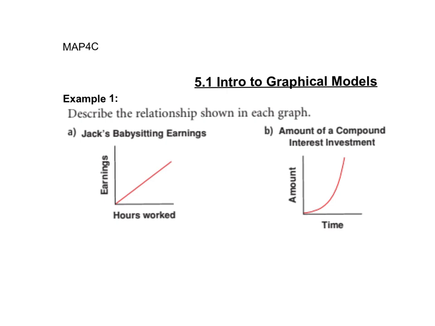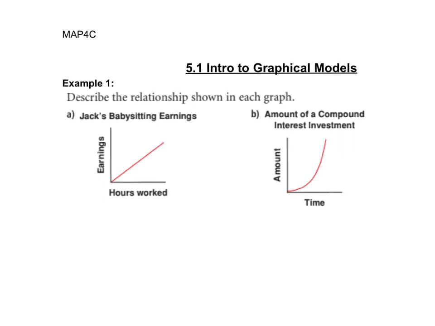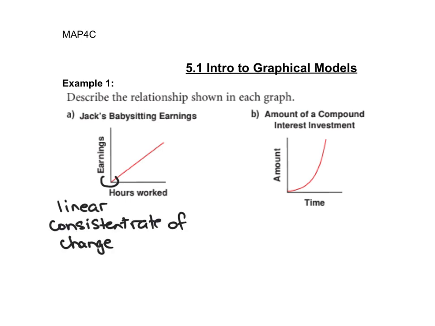So we've got Jack's babysitting earnings on the y-axis, hours worked on the x, and you can see that that is going at a steady rate. It's linear because he's making the same amount of money each hour. One of the other things about Jack's babysitting wages is that if he doesn't work, he doesn't make any money. This is called a direct relationship because the hours worked directly relate to the earnings earned.